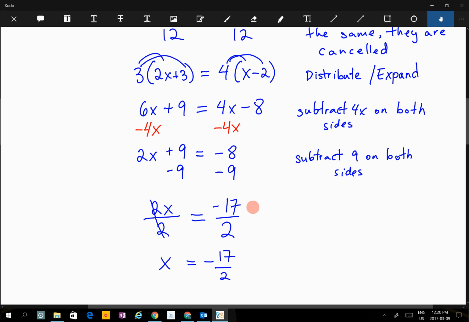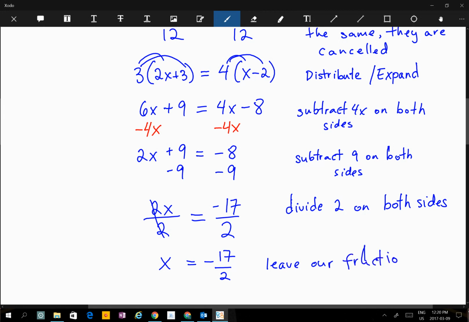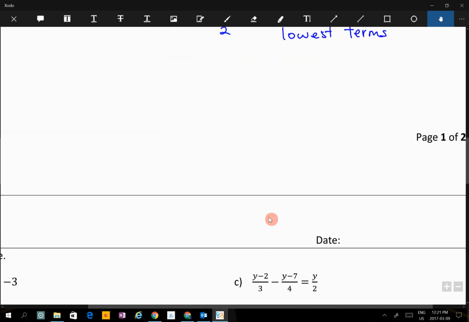Okay, so here in this step, I'm just going to say that we are dividing 2 on both sides. And here we're going to leave our fraction in lowest terms. Okay. So let's move on to some examples.